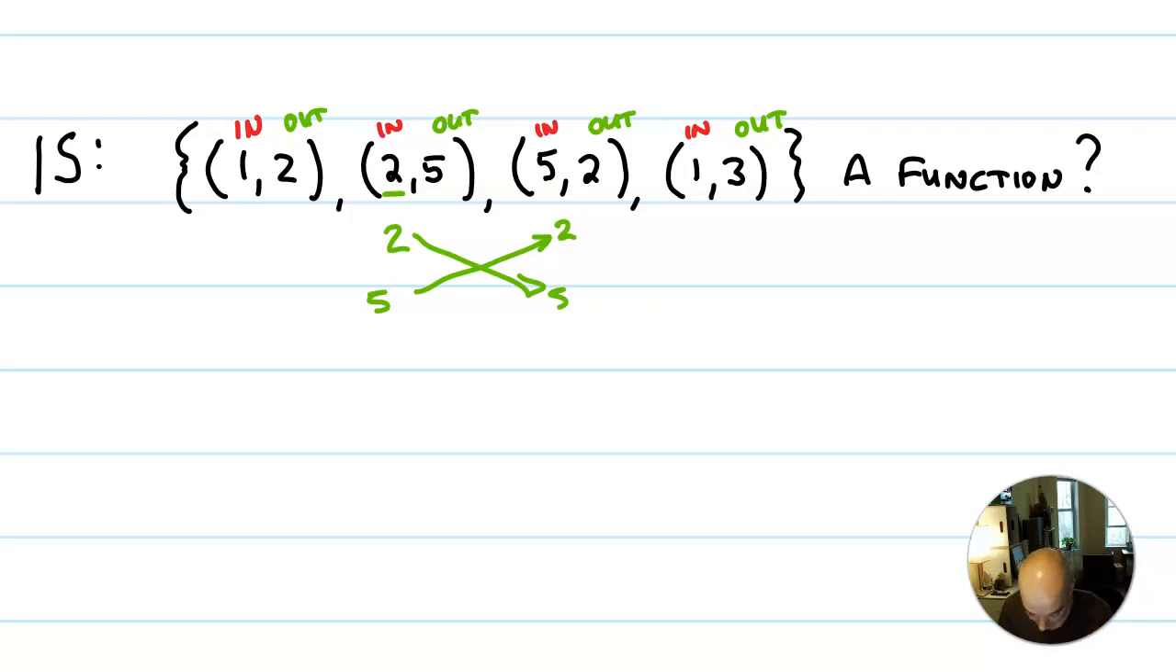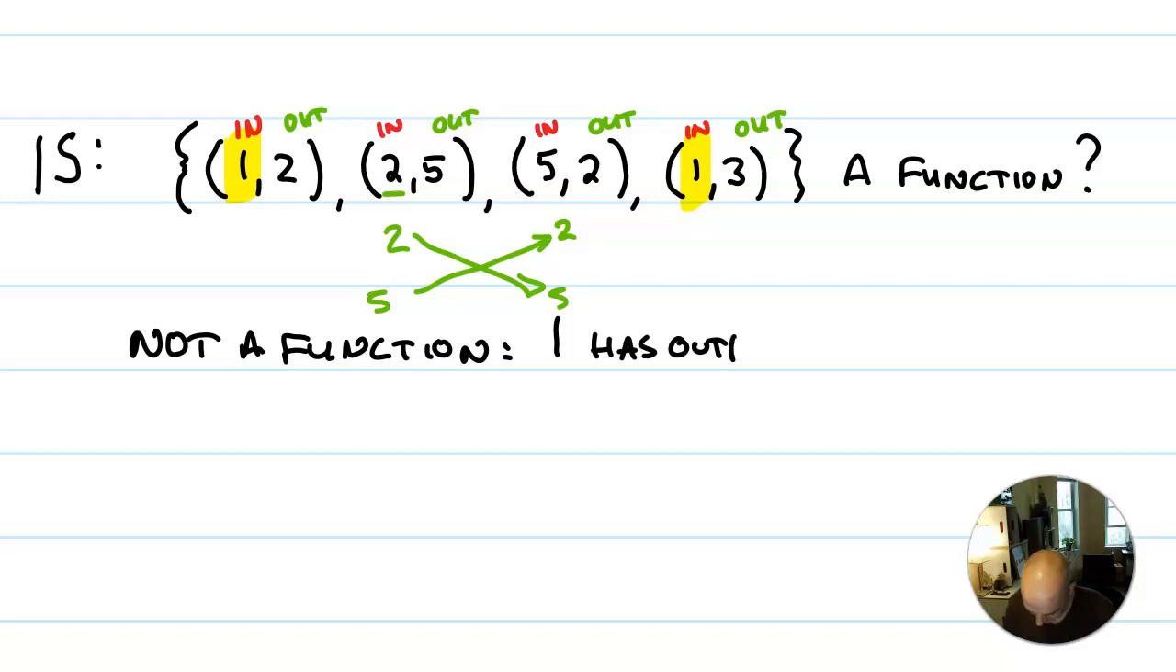But there is a problem with these 1s. So in a function, we can't have a repeated input. That's the main issue. So this is not a function. And if you're asked why, because 1 has outputs of 2 and 3.